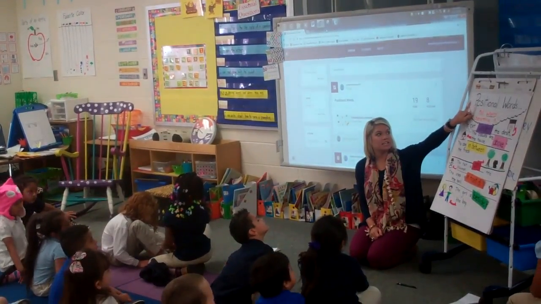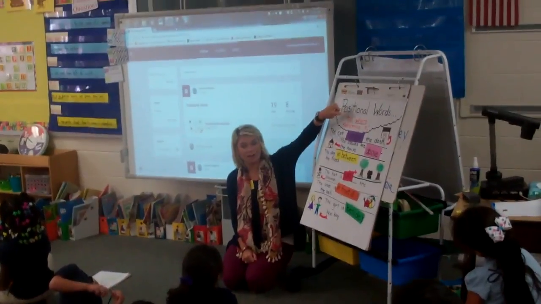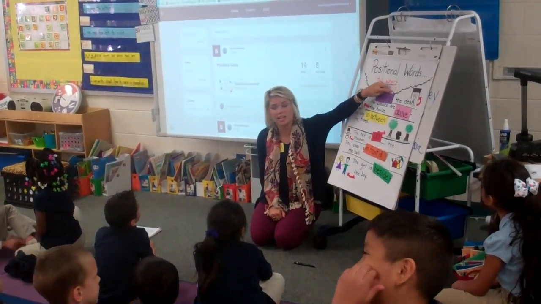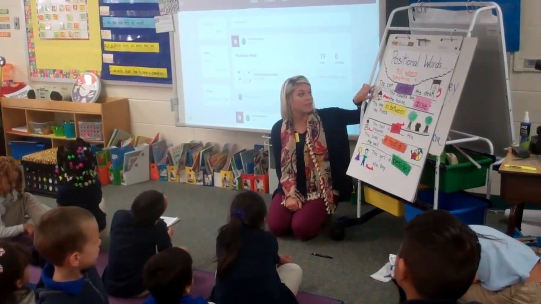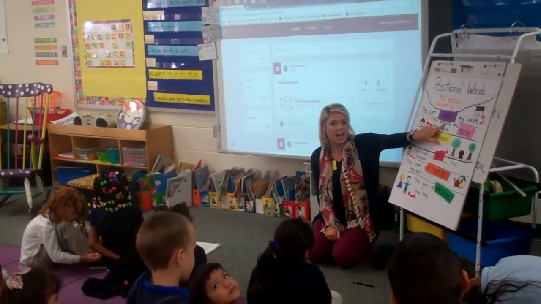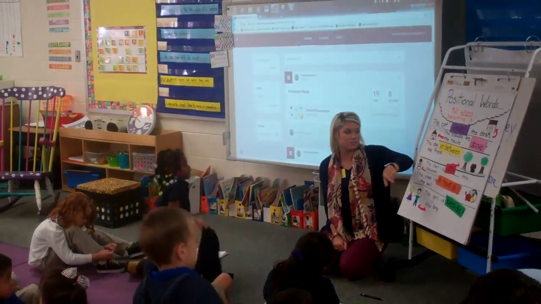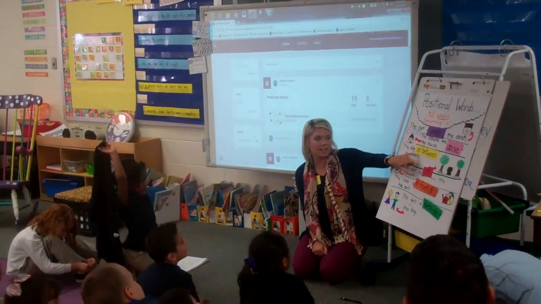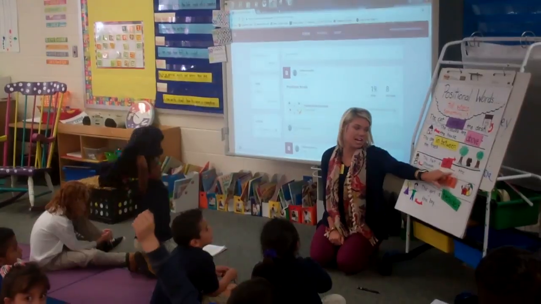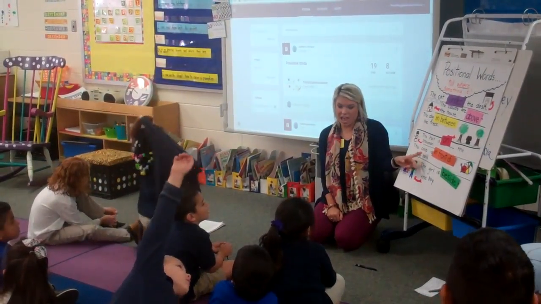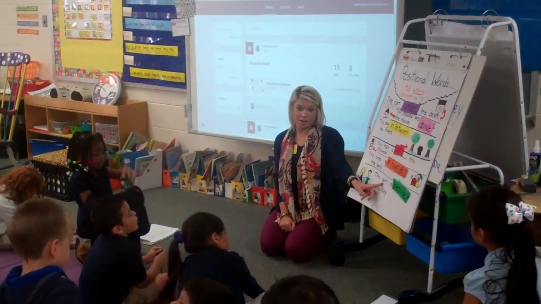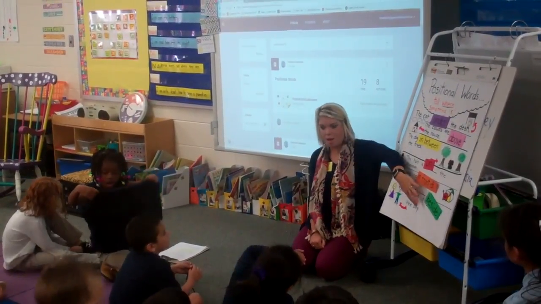All right. This says positional words tell where something is. Can y'all say that with me? Positional words tell where something is. Okay? Let's read it together one more time. The cat is under the desk. The clouds are above the house. The dog is in between the trees. The hat is on the snowman. The crab is in front of the ball. The girl is beside the boy.